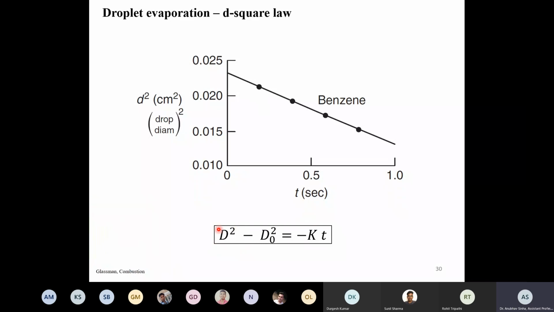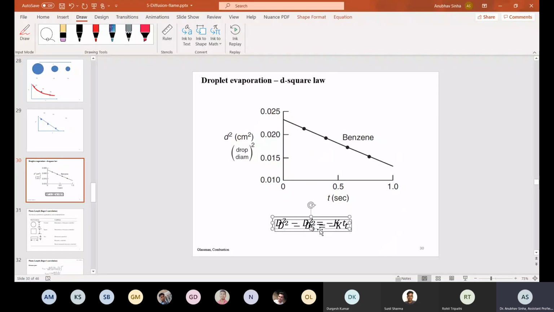Theoretically I can say d square at any time is equal to d naught square minus kt. So this is the equation for this straight line, that's all. This K is called the evaporation constant. To make it more clear, I can also write d square is equal to d naught square minus kt. So this is the equation for this line.